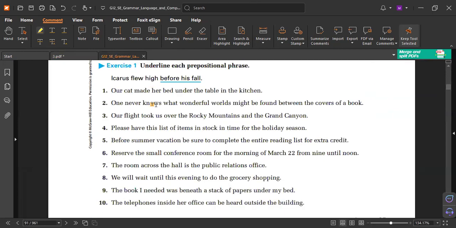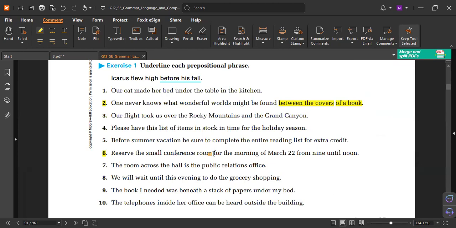Now it's your turn. What are the prepositional phrases in number 2? Oh, we found the 2: of a book, and between. So that means you must memorize all the prepositions in English. So I send you notes about it to help you memorize. Again, in number 6, find anything. Remember, it can be more than 1 or 2 or 3.